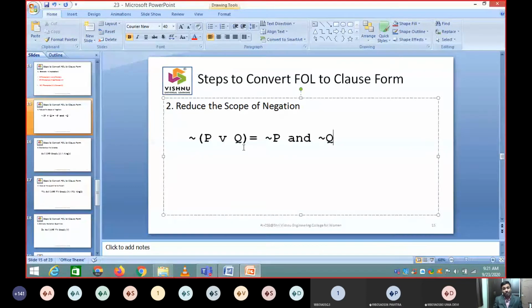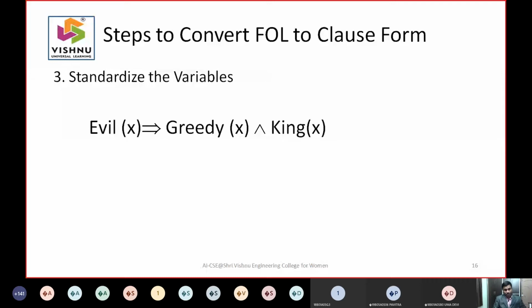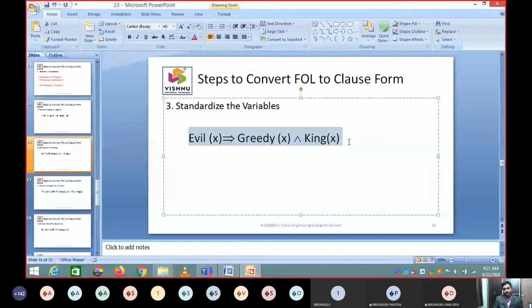But many times they will ask what the clause form is, and how you convert this first order logic into clause form. That is the reason I'm slowly repeating all the things. So, standardize the variables. Whenever you have a statement like evil and greedy and king, it is better to take different variables: if you take x here, try to have a y here, and a z here.